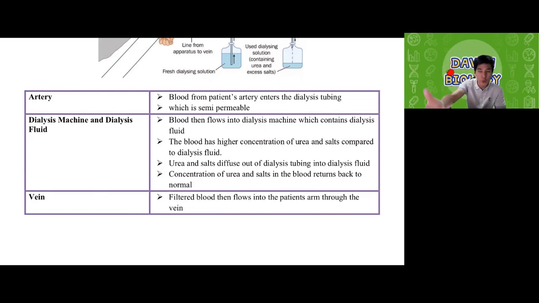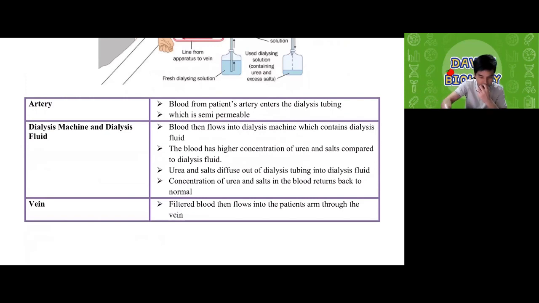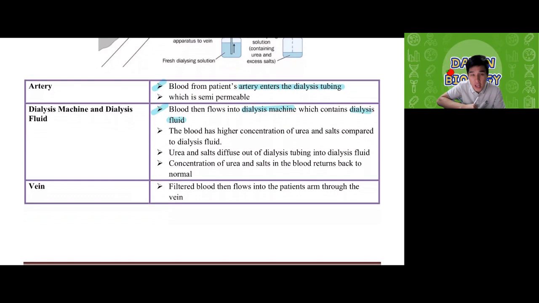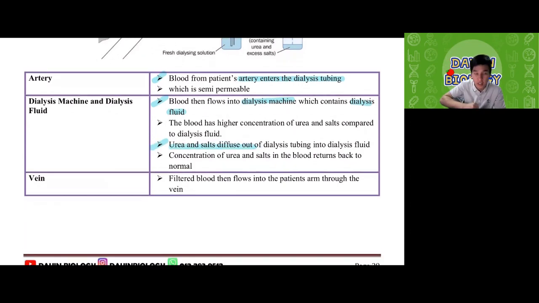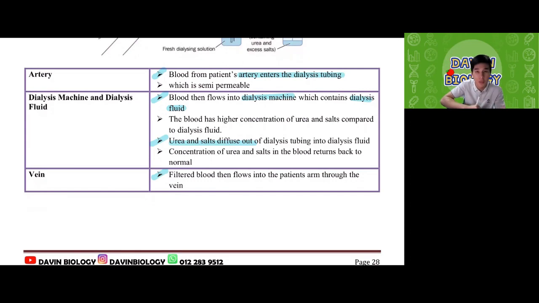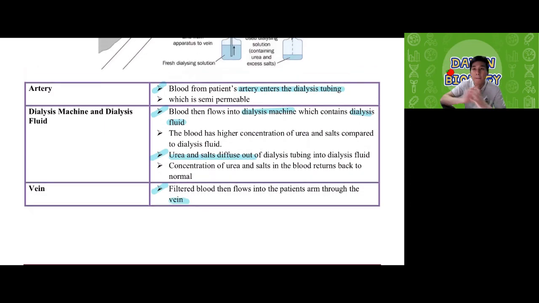Okay, so the process here usually will be asked in structured questions for 3 to 4 marks. Okay, last one already, then you can go. So last one, just say: blood from the artery enters the dialysis tubing. Then this dialysis tubing flows into the dialysis machine, which has dialysis fluid. Then urea and salts will diffuse out. And then finally, your clean, filtered blood goes back into your vein. Finish.